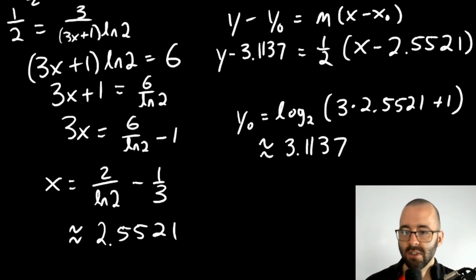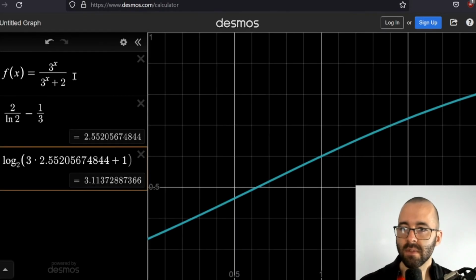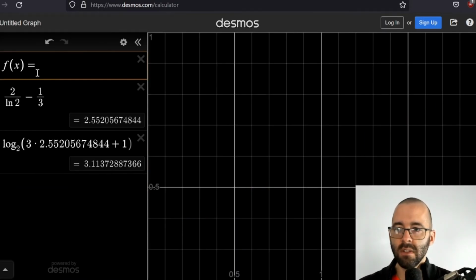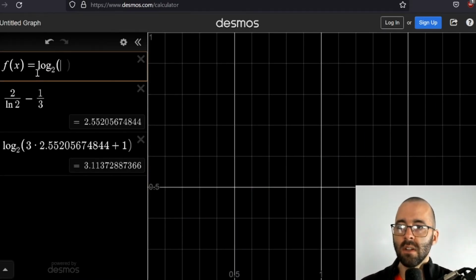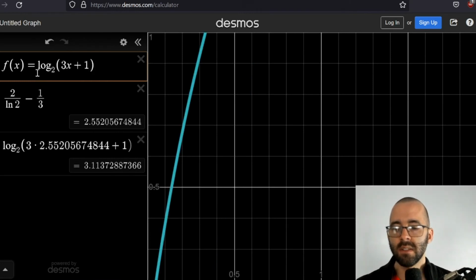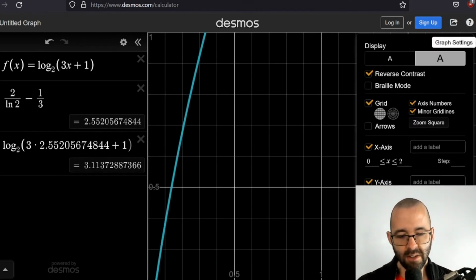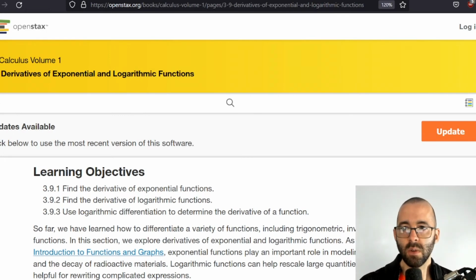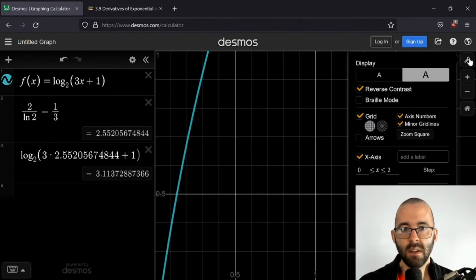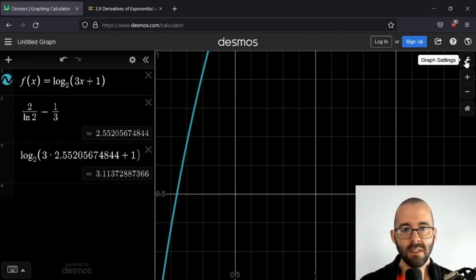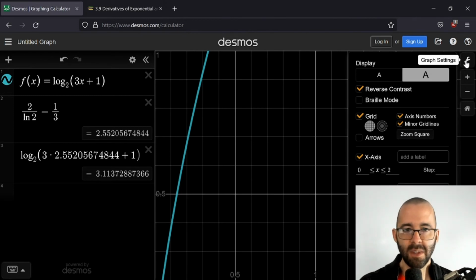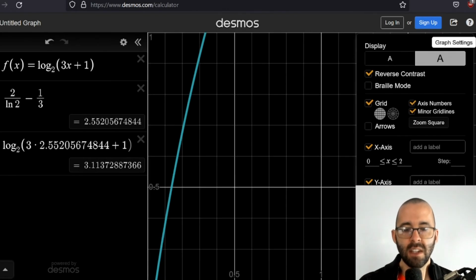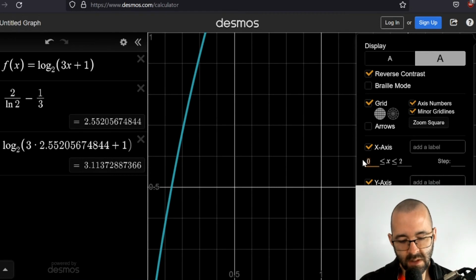So if we graph our function, which I actually haven't done yet, log base 2 of 3x plus 1, we're going to have to reset our scale a little bit. You can click on this wrench here. I usually have it a little zoomed in so you can't see it, but click on the wrench. That opens up this menu to set our scale.